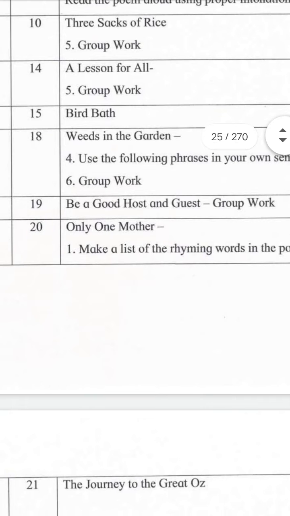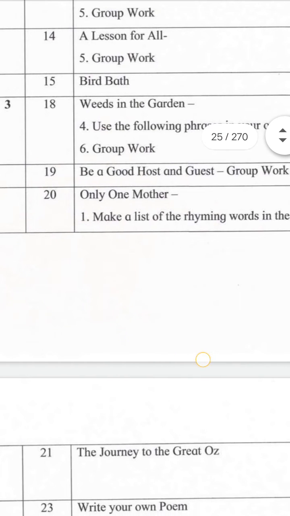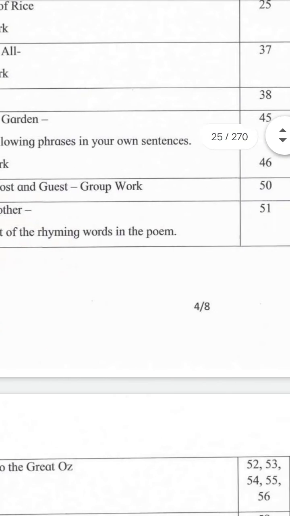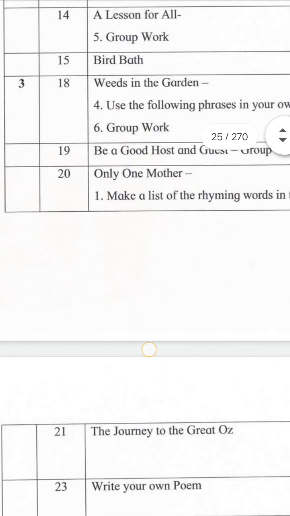Then lesson number 14, A Lesson for All. In this chapter, question number 5, group work, is not there for you, on page 37. Then lesson number 15, Bird Bath. Again, this chapter is for self-study. Bird Bath is for your self-study.